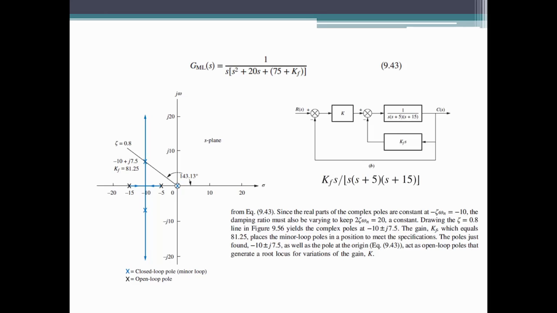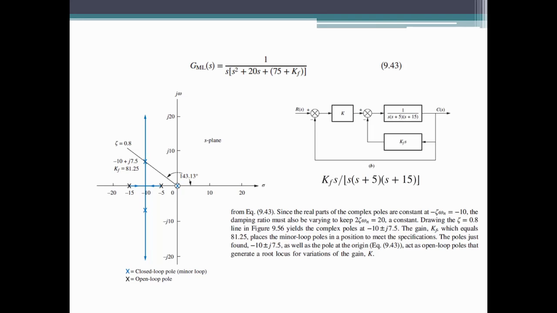So the root locus for the minor loop, which is shown on the right, has KFS over s times (s plus 5) times (s plus 15) as the open loop transfer function, meaning that the zero at the origin comes from the feedback transfer function of the minor loop. This zero is not a zero of the closed loop transfer function of the minor loop. Hence, the pole at the origin appears to remain stationary and there is no pole-zero cancellation at the origin. We see a stationary pole at the origin and two complex poles that change with gain.